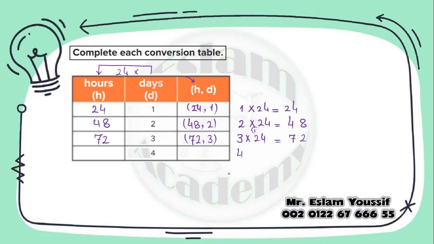The same for the last question. Just write 4 and multiply, because we convert from the greatest unit to the smallest one. 4 multiplied by 24, because each 1 day is equal to 24 hours. 4 times 4 equals 16, write 6 and carry 1. 4 times 2 equals 8, plus 1 equals 9. So the answer now will be 96. So 96 hours represents 4 days.